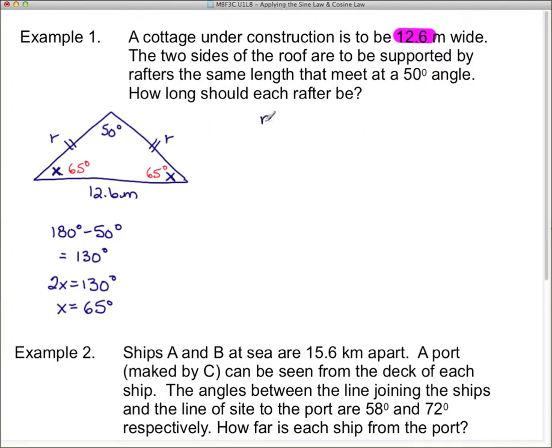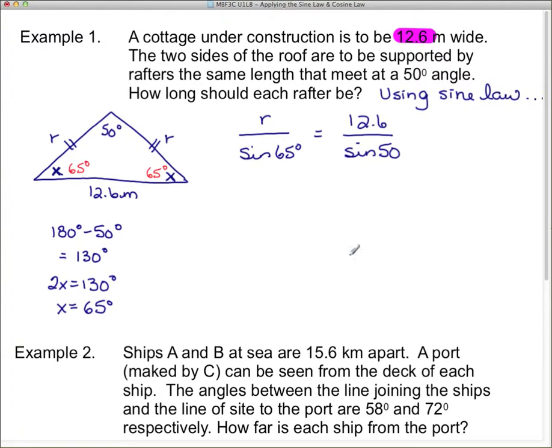So I'm going to put R on top and over the sine of the angle across from R. So the angle across from R is 65, and that's going to equal my side angle pair. And remember, we put r on top, which is the side length, so I need the side on the top, 12.6 over sine 50. Now I'm going to do one little thing here, for communication marks, I'm going to say using sine law, dot, dot, dot.